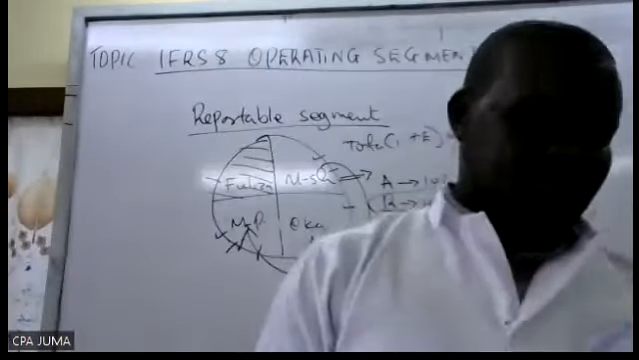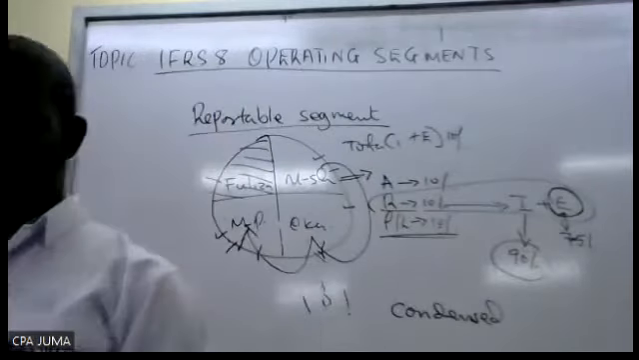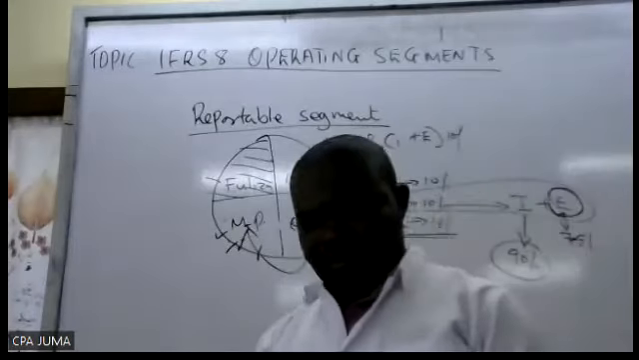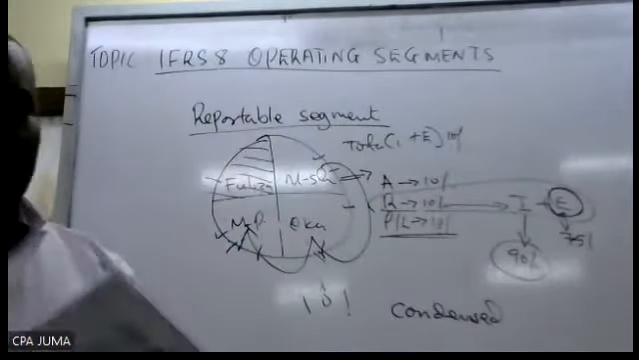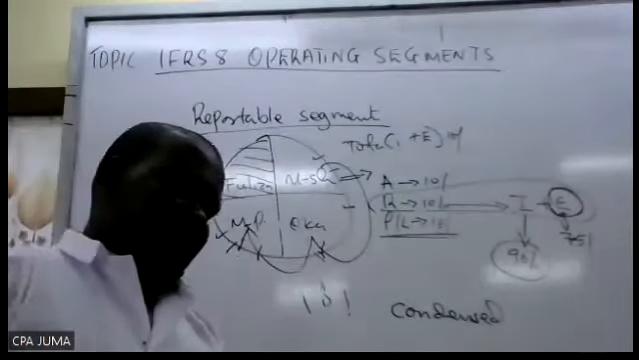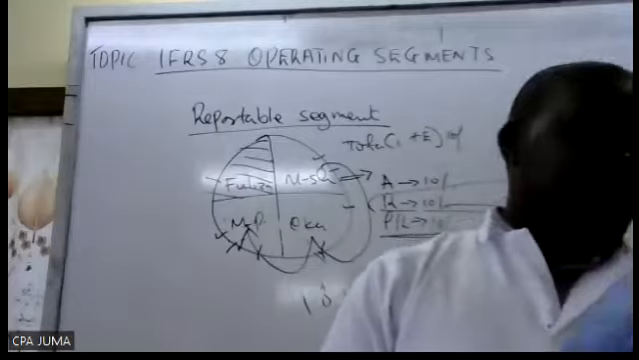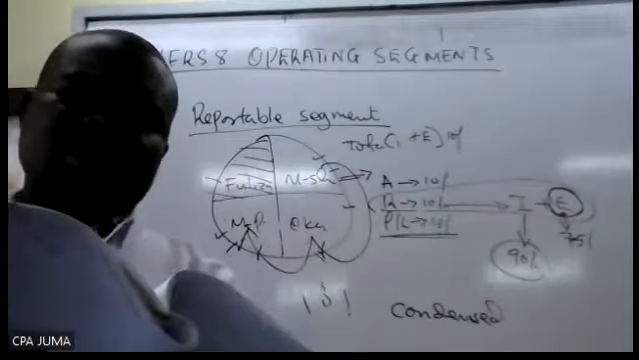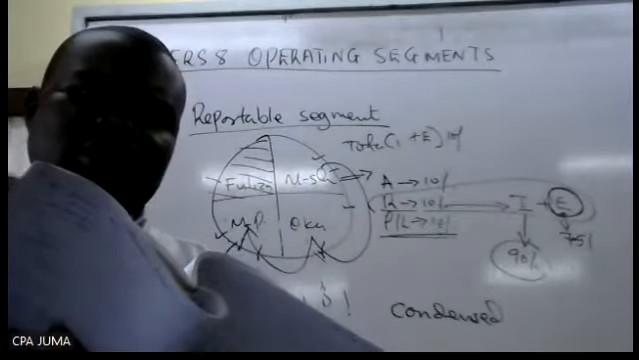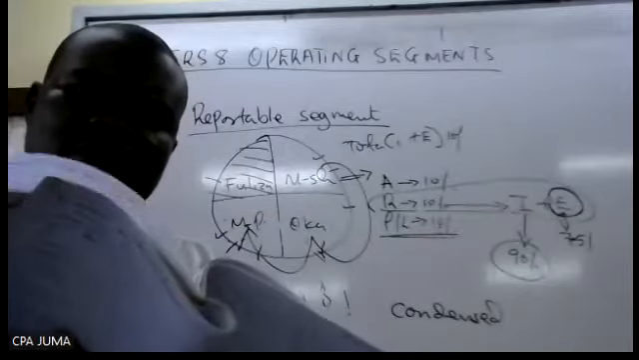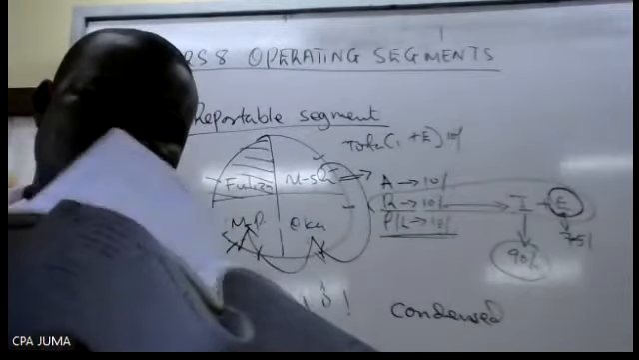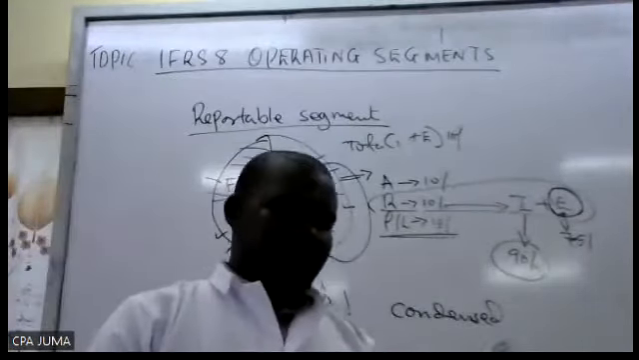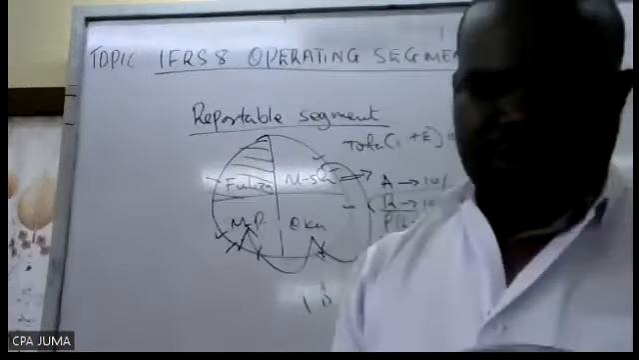Next, it may delay the annual general meeting, that is the AGM, since the shareholders may be interested in the segmental information. Full stop.